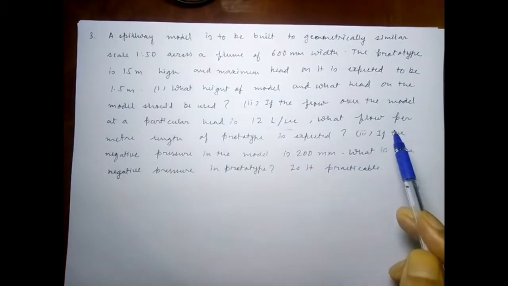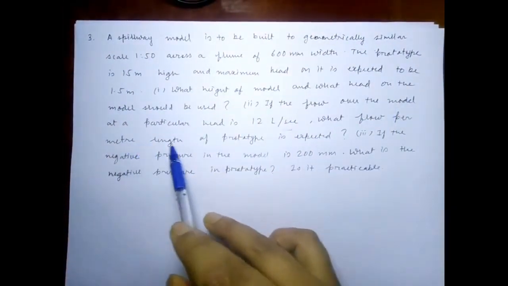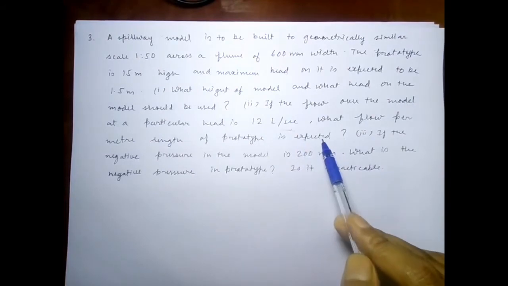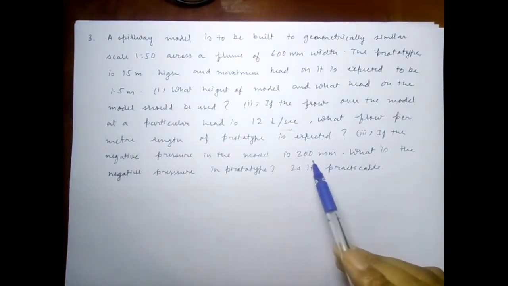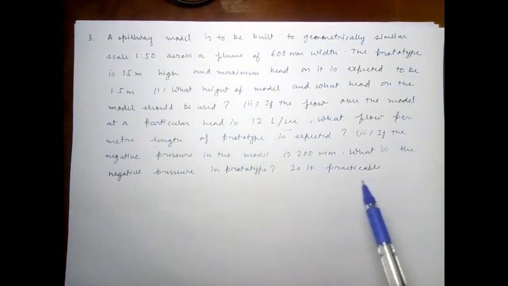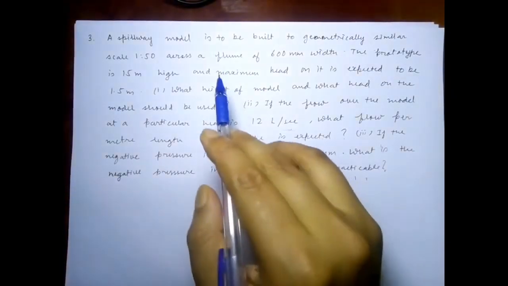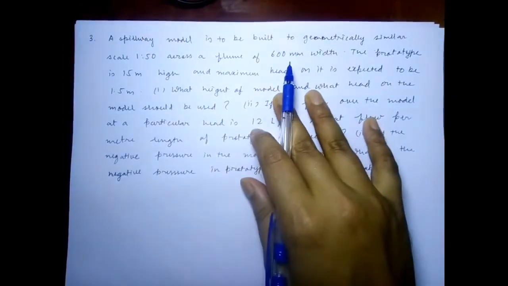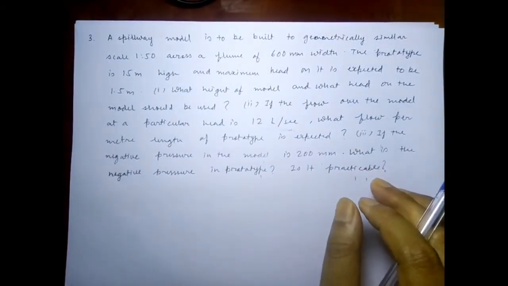then what flow per meter length of prototype is expected? If the negative pressure of the model is 200 mm, what is the negative pressure of the prototype? Is it practicable? So we are asked to find 3 parts of a question, and at last we are asked, is it practical or not?